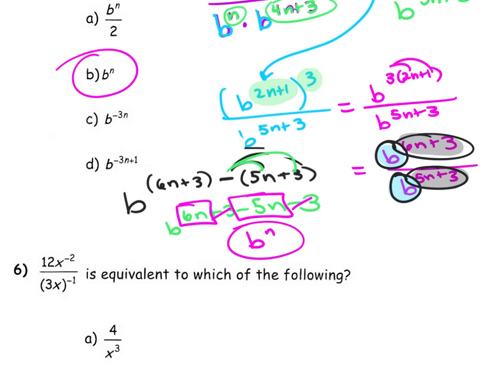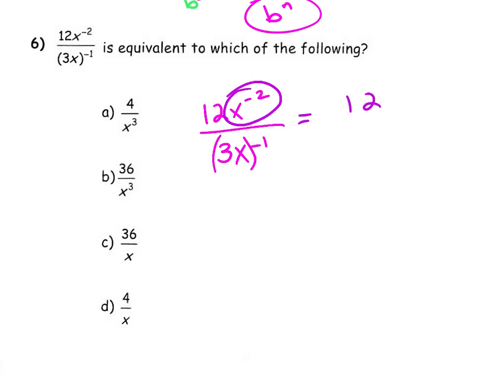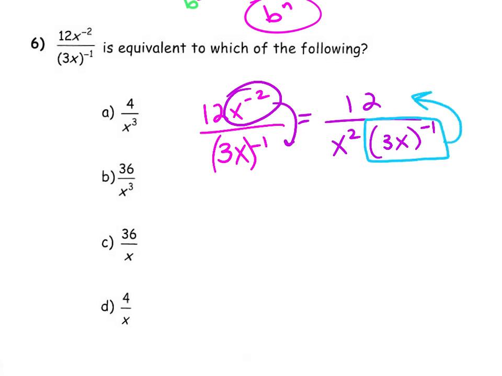Fantastic. Last question is number 6. For question 6, we have 12x to the negative second, all over 3x to the negative first, whole thing in parentheses. Careful, I almost just did it wrong. Got to write it correctly. Okay, I want to get rid of this negative exponent, so I'm going to rewrite this as 12 over, move this to the denominator, as x squared times 3x to the negative first. And now this whole thing is going to move to the numerator, getting rid of these negative exponents. So we'll have 12 times 3x to the first.